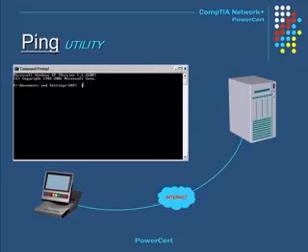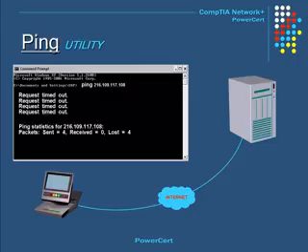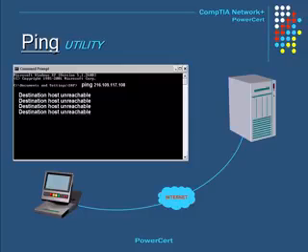But if we pinged the host, and we get a message that says request timed out, then that could mean that the host is down, or that it's blocking all ping requests. Or after we pinged, if we get a message that says destination host unreachable, then that message is coming from a router, and it means that a route to the destination cannot be found.